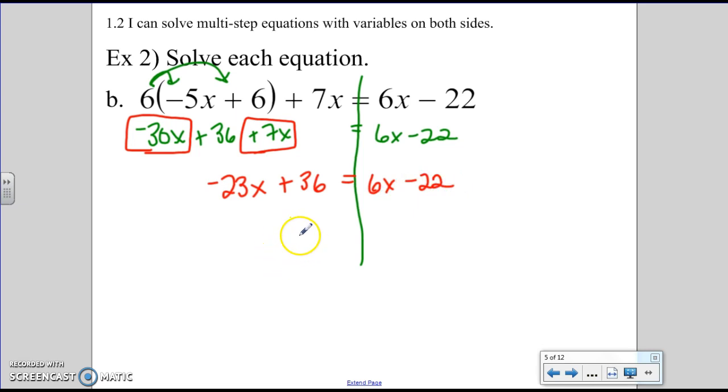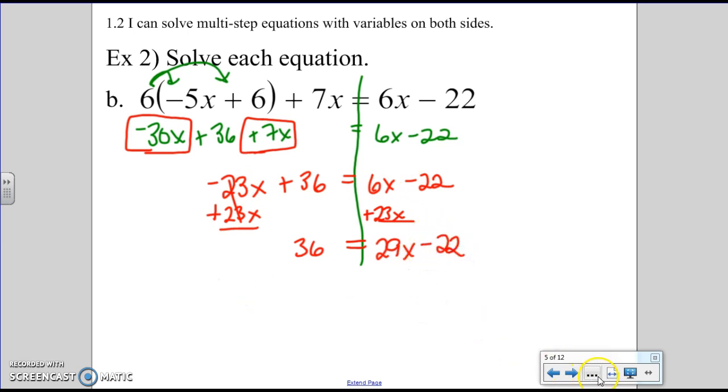Our fourth step tells us to get our variables on the same side. And like I said, some teachers will tell you to move everything to the left. I'm going to tell you, if you have a negative and a positive, get rid of that negative. So since I have a negative 23, I'm going to do plus 23 on both sides. This helps me avoid a bunch of negative signs. So I'm going to bring down 36. Those cancel. And then 6 plus 23 is 29. And we'll bring down minus 22.